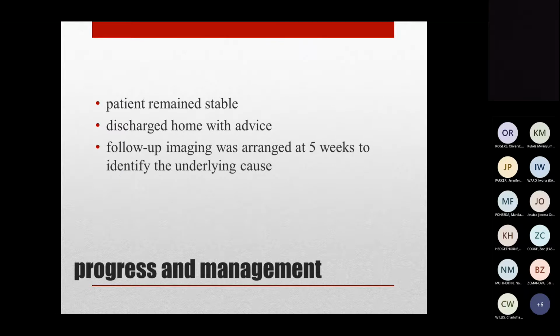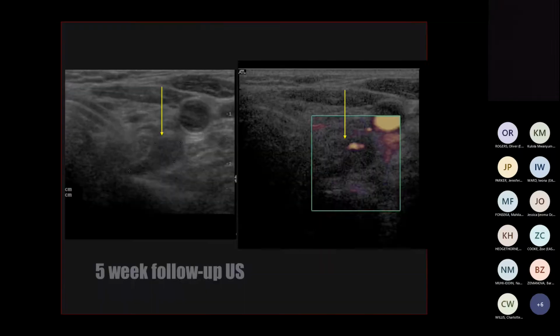So what happened? The patient remained stable on admission and was discharged home with advice. Follow-up imaging was arranged in 5 weeks to try to hone in again on the identifying underlying cause. What we then performed was an ultrasound of the neck, and what we could see was in the retrothyroid region on the left, there was an oval hypoechoic shaped focus which demonstrated a polar vessel.